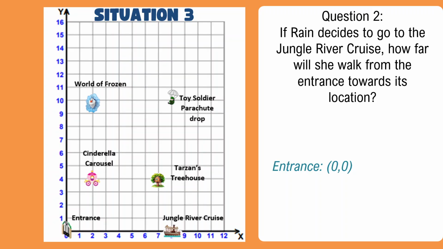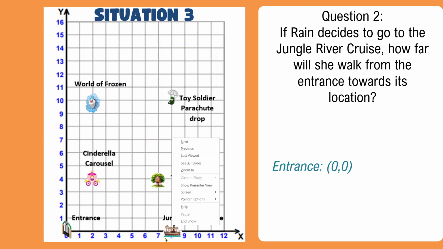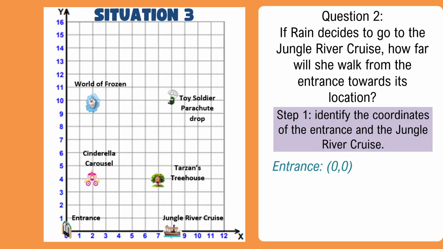So the first step would be to remember that the distance formula is only effective if the 2 points are given. So the 2 points are given here, but we don't have the coordinates, so we need to identify their coordinates first. So identify the coordinates of the entrance and the Jungle River Cruise. The entrance is at 0, 0. How about the Jungle River Cruise? It's at 8 and 0. So 8, 0.